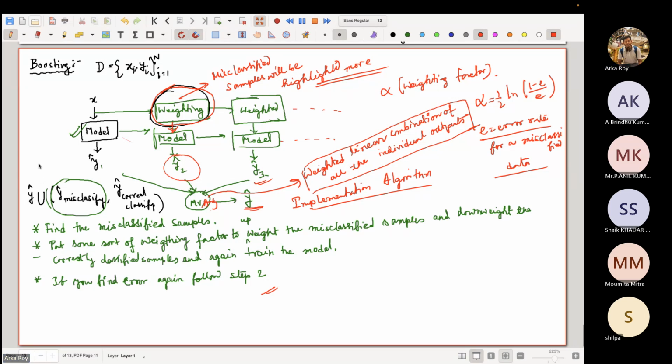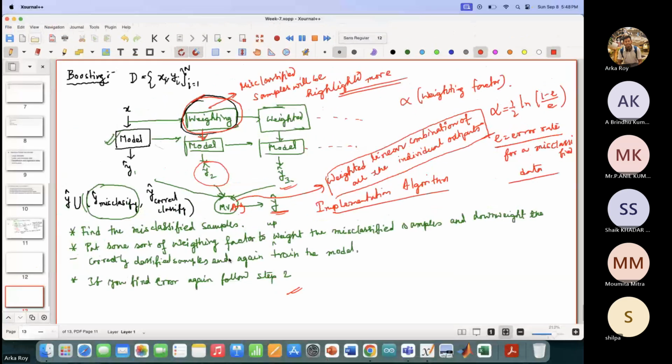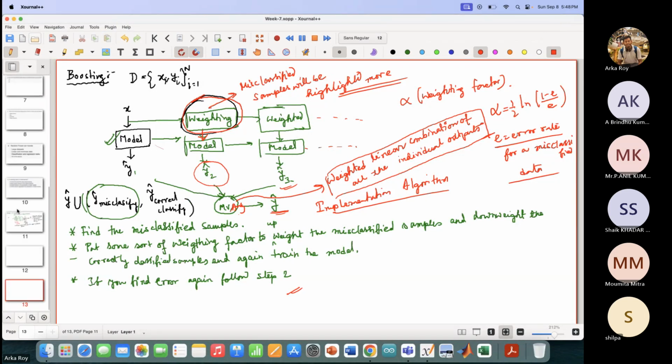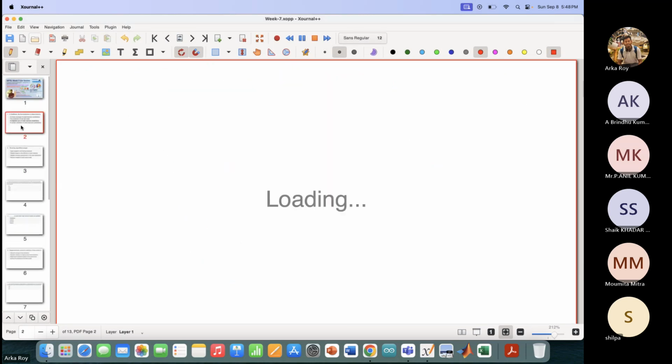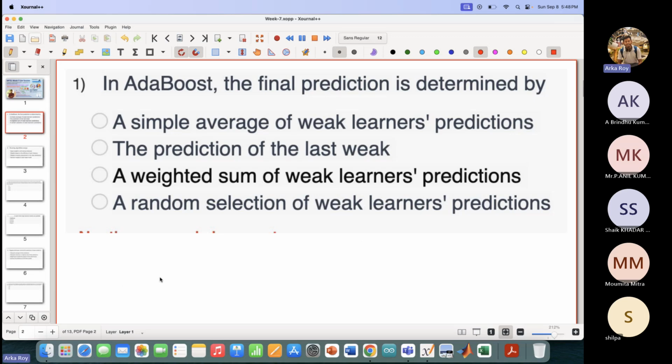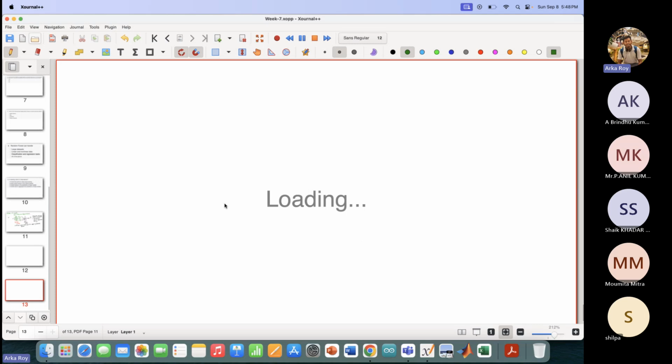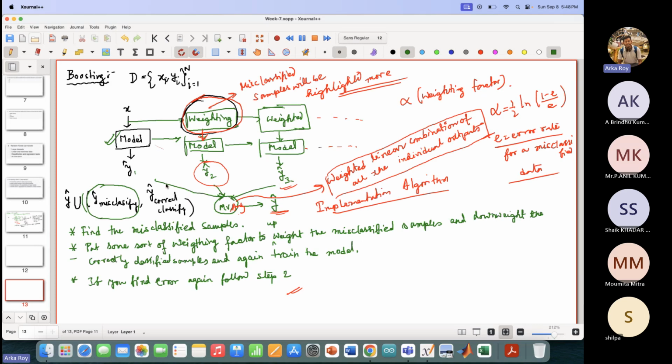So let us now move to the quiz part. Okay. In the first question: in AdaBoost, the final prediction is determined by what? We have already talked about this, which is why I told you initially that the discussion I am doing for each of the cases will help you find the answers to this quiz. That is why I was putting much time into discussing all these concepts.